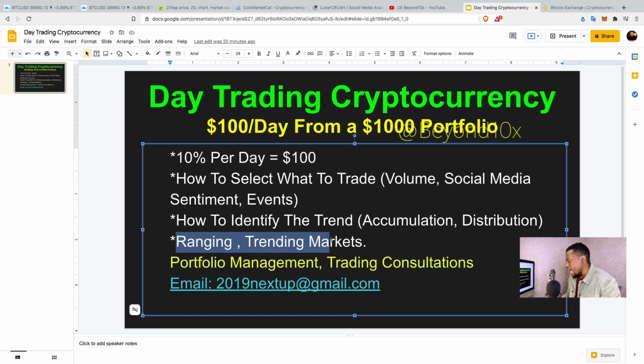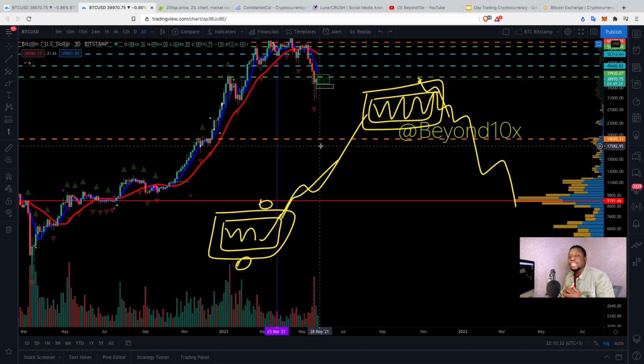So what else do we have here? In a nutshell, this is basically how you get to the $1,000 per day. Of course, I'm not going to go into details of how to trade accumulation and distribution at this particular moment, because I just wanted to keep it short, brief, and precise.